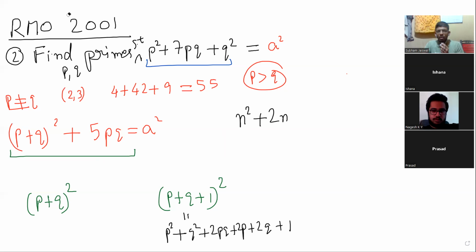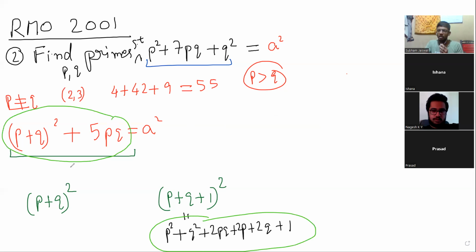How would you show? Well, you'll just say that, look, this is between n square and this is less than n square plus n plus 1 whole square. There's no way it can be a perfect square. Okay, that is what I'm trying to do. So now your job is to compare this thing with this thing and try to show that that thing is lesser than this, right? Let's see, and if it is lesser.